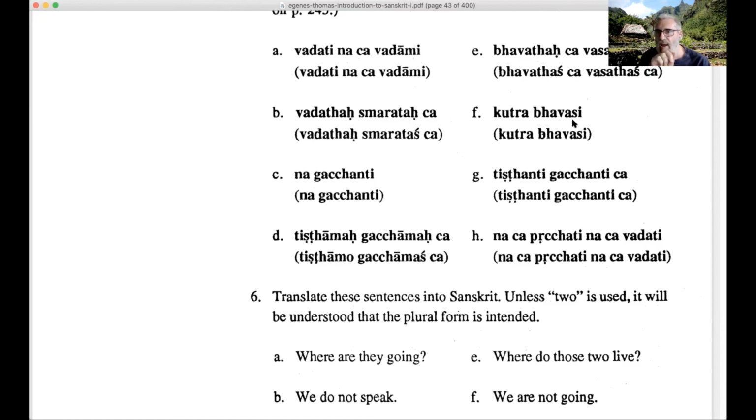So kutra means where. Where are you? I'm looking for a singular person. So I would go out in the forest and say, Kutra bhavasi. Govindachari, where are you? Kutra bhavasi. If I'm looking for two of you, what would I say? Kutra bhavathaha. Yes, bhavathaha. And if I'm looking for a lot of people? Kutra bhavatha. If you're looking for a lot of people, it will be bhavamaha. Kutra bhavamaha. No.